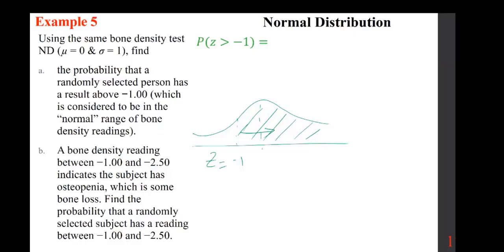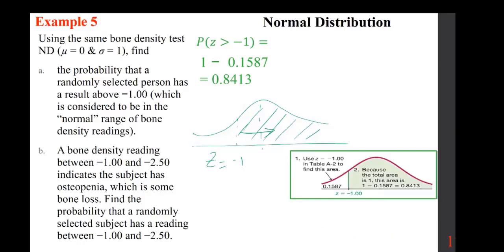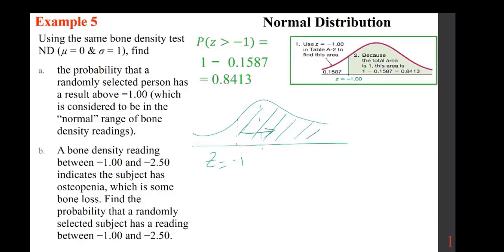So do a drawing, it doesn't have to be to scale, but it will help you see that even if I don't have the answer, I know for sure it's larger than 0.5. That's the idea, because to the right of it is 0.5 and we have more. And so 1 minus 0.1587, and that's using the table or technology. It is absolutely up to you.